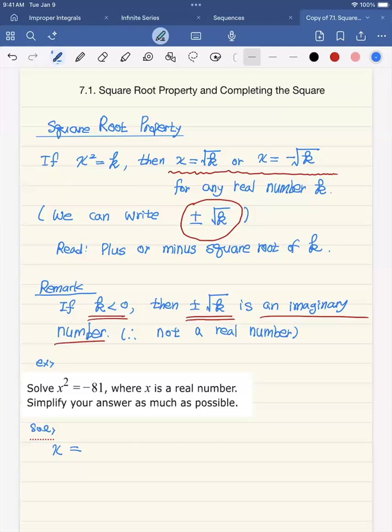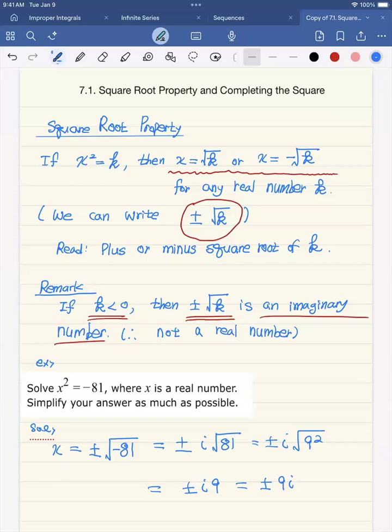In the first problem, we have x squared equals minus 81, when x is a real number. Simplify your answer as much as possible. When we have x squared equals a certain number, the final answer will always be plus or minus square root of that number, which is minus 81. That is plus or minus i times square root of 81. That is plus or minus i times square root of 9 squared. Therefore, that's plus or minus i times 9. Usually we write i after a number, so 9i.